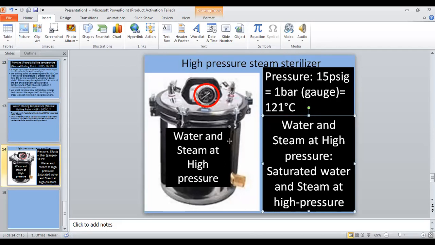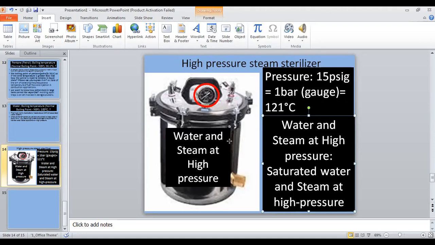See, pressure 1 bar. I mentioned temperature 121, but here this is 99.6. So I will check the temperature 121. Yes, here.